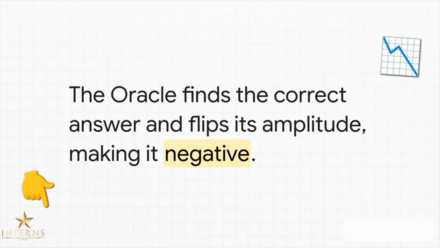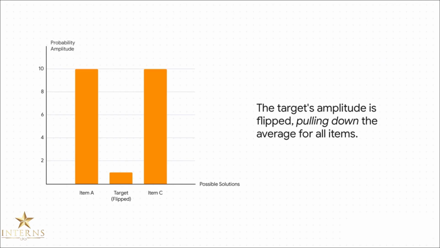And now, the Oracle makes its move. It finds the one bar that represents our correct answer. But watch closely. It doesn't make it taller. It does the opposite. It flips it completely, making its value negative. All the other bars, they're left exactly as they were. And there it is. You can see that one bar is now pointing down, below the line.